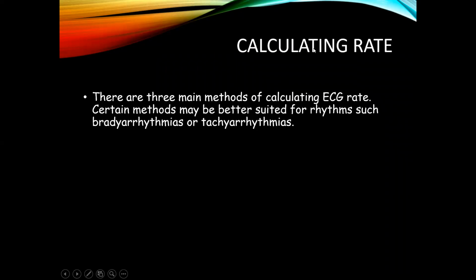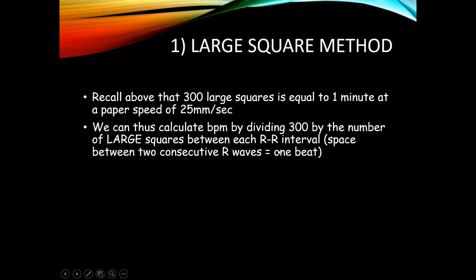So how do we calculate the rate of an ECG? There are 3 main methods of calculating the rate of an ECG, and certain methods are better suited for rhythms such as bradyarrhythmia, which is a slower heart rate, or tachyarrhythmia, which is a faster heart rate than normal.